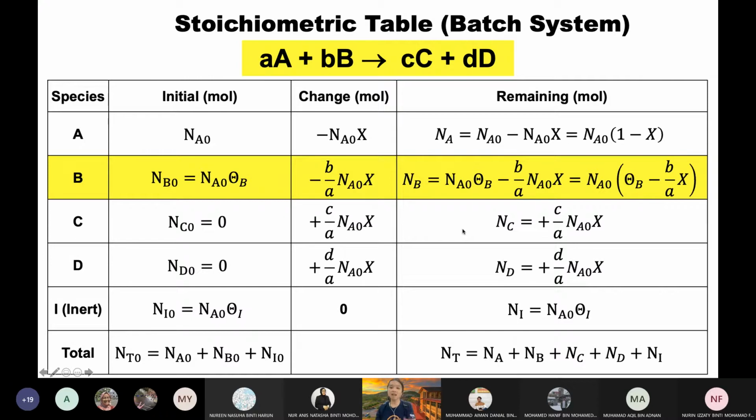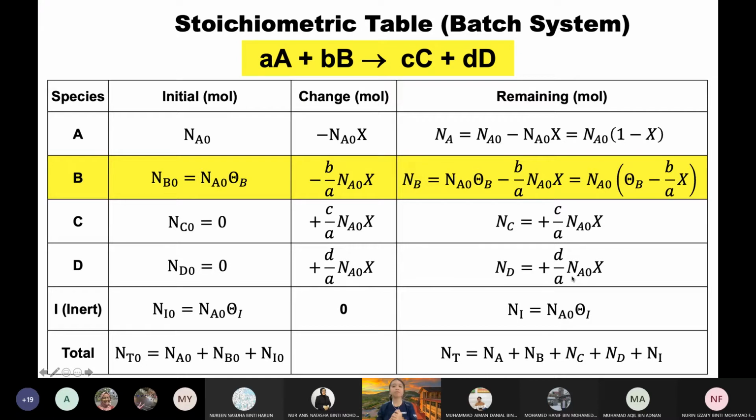So C is easier because we don't have a remaining, we don't have an initial for C, because initially C is a product, so C naught is 0. So your remaining of NC is actually the same as your change only, so plus C per A and A naught X. D is the same. Initial we don't have, we only have the change which is D per A and A naught X. So your ND equals plus D per A and A naught X.